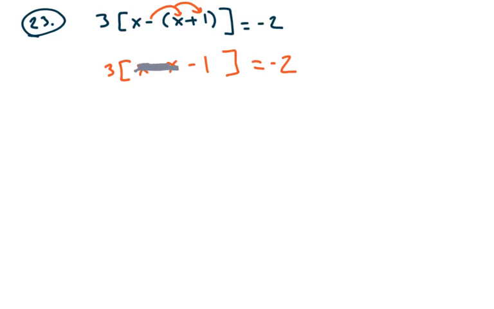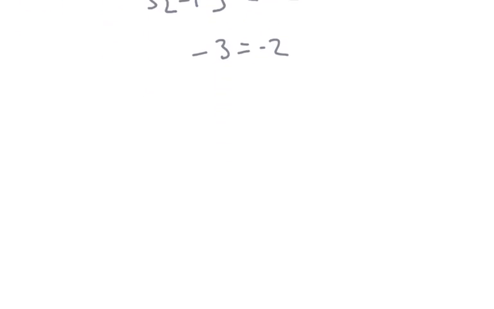x minus x goes away, right? x minus x is 0. So I'm left with 3 times negative 1 equals negative 2, or negative 3 equals negative 2. This is strange, and that's okay. When we have a situation like this, we call this a contradiction. Basically, it's producing a result that isn't true. So there's nothing else I can do here, just say it's a contradiction. Anytime the left and right don't add up to each other, then you just say contradiction and move on.